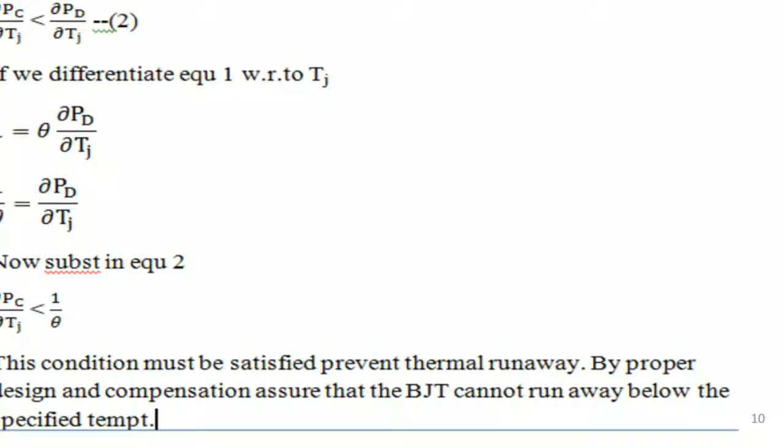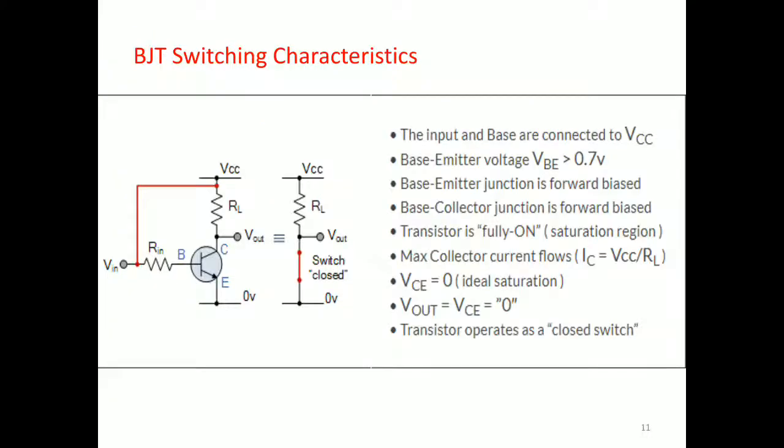That is, by proper design and compensation, it is possible to ensure that the transistor cannot run away below a specified ambient temperature, or even under any condition. So that's all about compensation. We can move on to the next topic, switching characteristics.